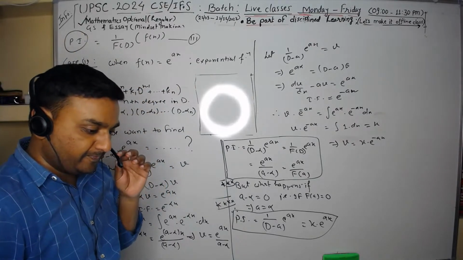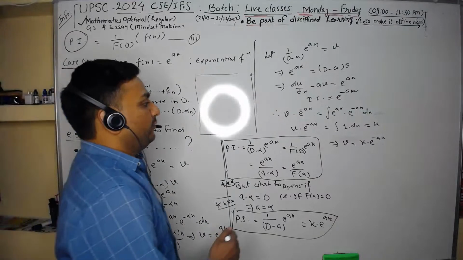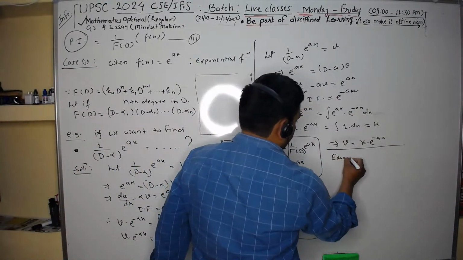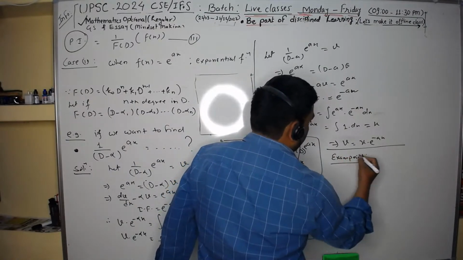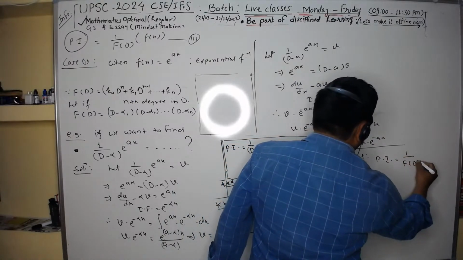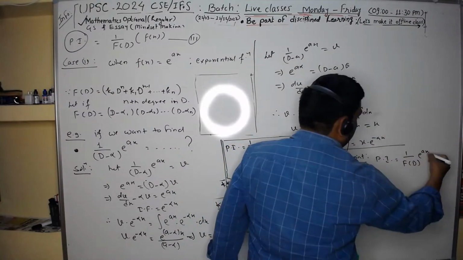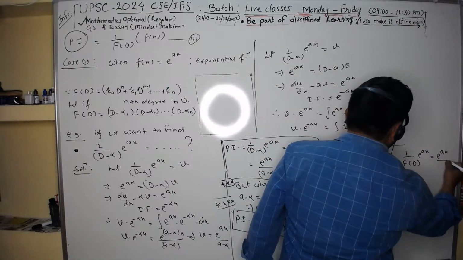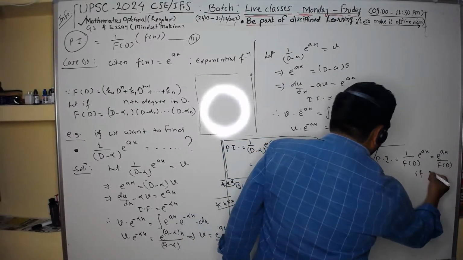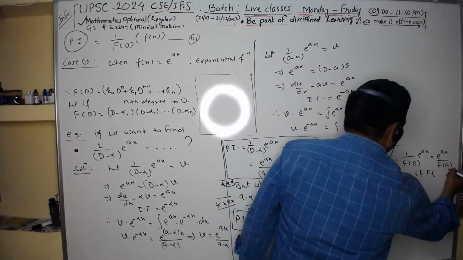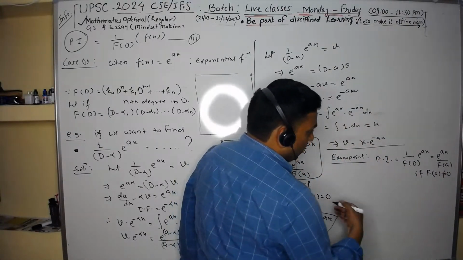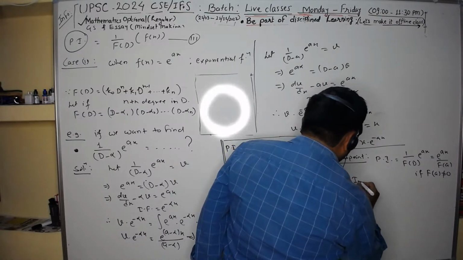And finally, write down an exam point, please. PI equals 1 upon f of D e raised to the power a x is e raised to the power a x upon f of a. Obviously, if f of a is not equal to 0. Fair?